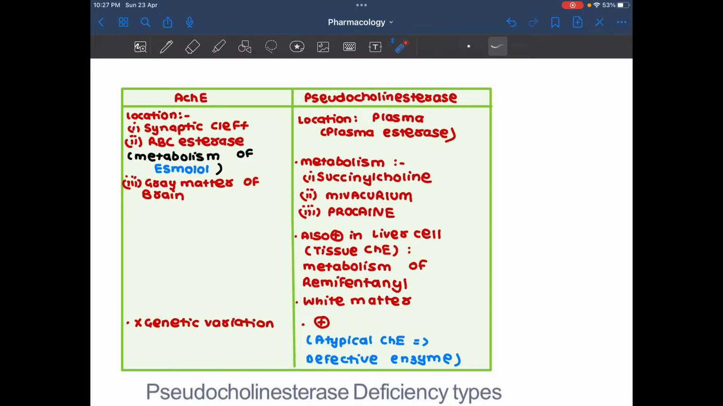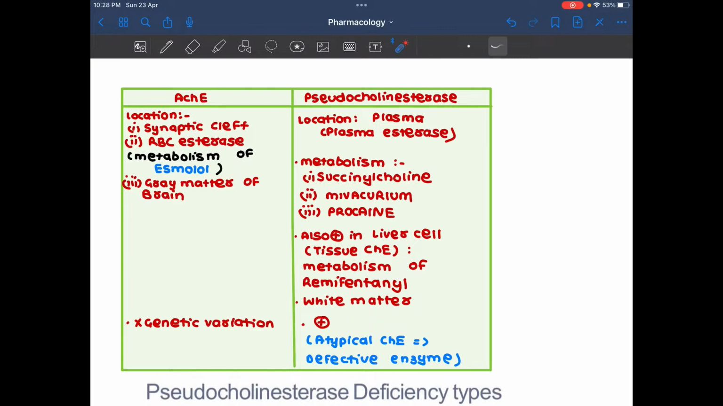Okay. And the third region where this acetylcholine esterase is present is the gray matter of the brain. As we know, in the brain acetylcholine is one of the excitatory neurotransmitters. I would say the predominant excitatory neurotransmitters along with glutamate is your acetylcholine. So there also we need something to cleave your acetylcholine back into your acetate and choline.